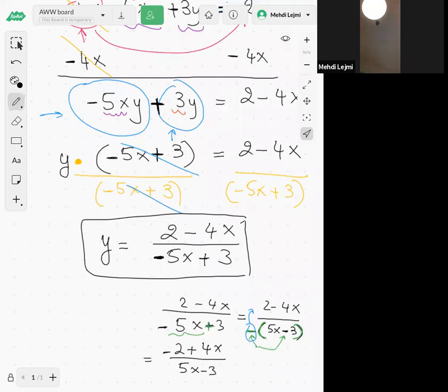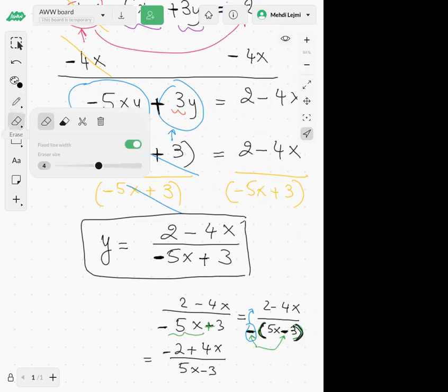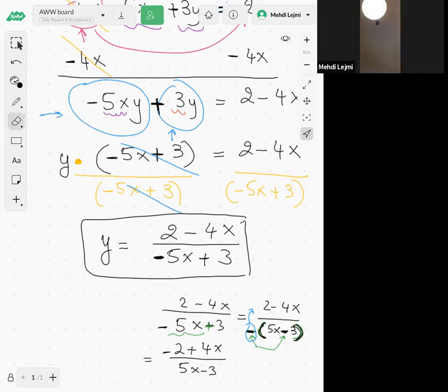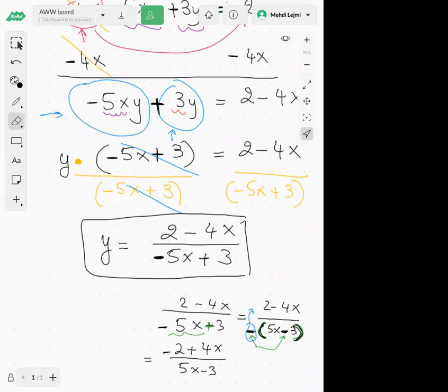Yeah, but again, the minus in front of the 5x doesn't make the whole fraction negative, unless you factor out the minus, like what I did here. Okay. Would it be correct if you do it like that as well? Yeah, of course, it would be correct. Professor, how come we cannot factor the 2 minus 4x?